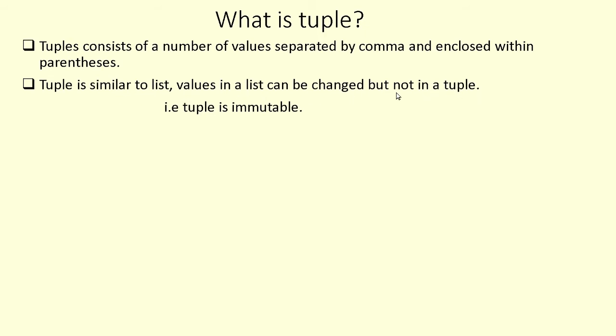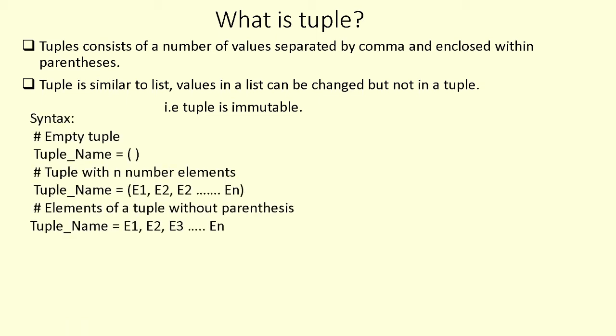So it is similar to list. Values in a list can be changed, but not in a tuple, so a tuple is immutable. It is similar to a list because it consists of a collection of values, but the values can be changed in a list, while in a tuple they are not changeable. That means we cannot change the values present in a tuple, so it is immutable. So two points we have to note: it should be enclosed within parentheses and the values cannot be changed.